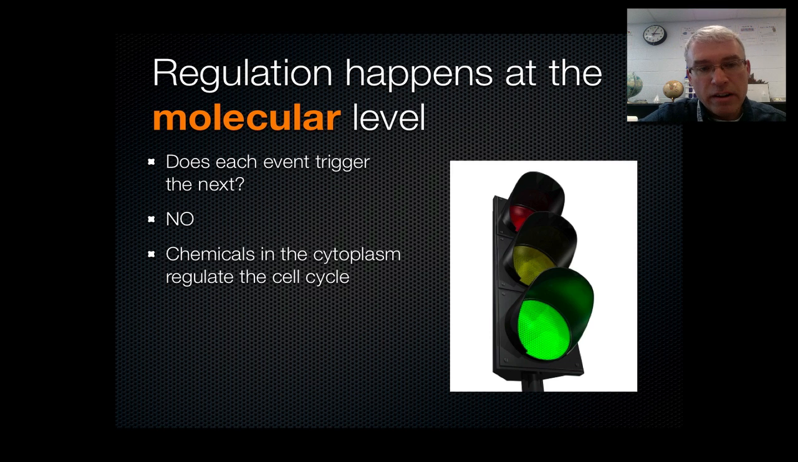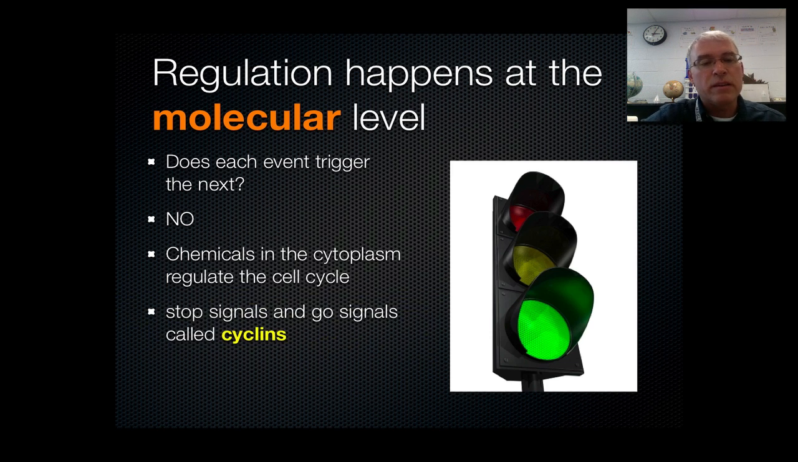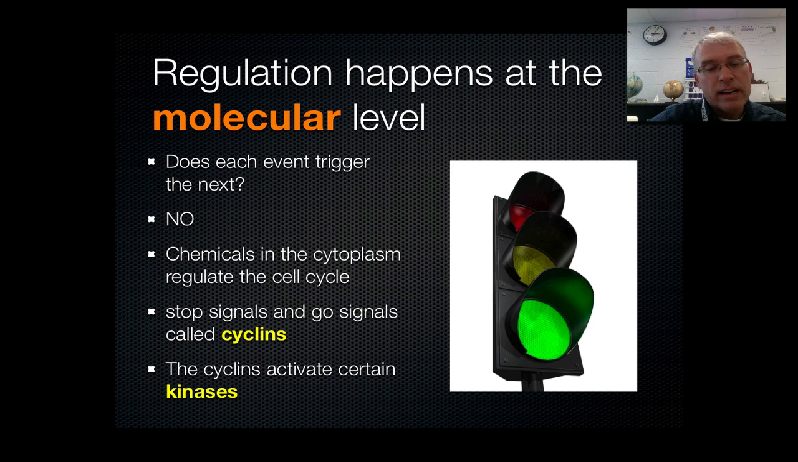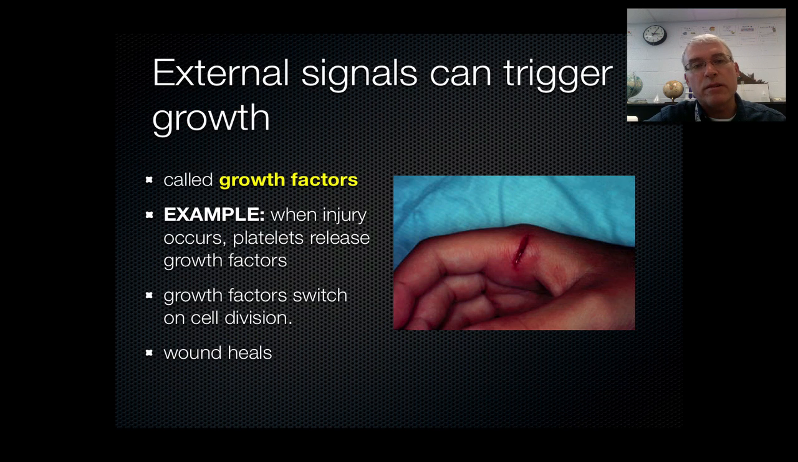What scientists have figured out is there are chemicals in the cytoplasm that actually regulate the cell cycle. And these signals, remember we talked about cell signaling? These signals act like stop and go signals, and they're called, very creatively, cyclins. These cyclins are able to activate certain kinases, and the cyclin and kinase complex is then able to regulate the cell cycle.